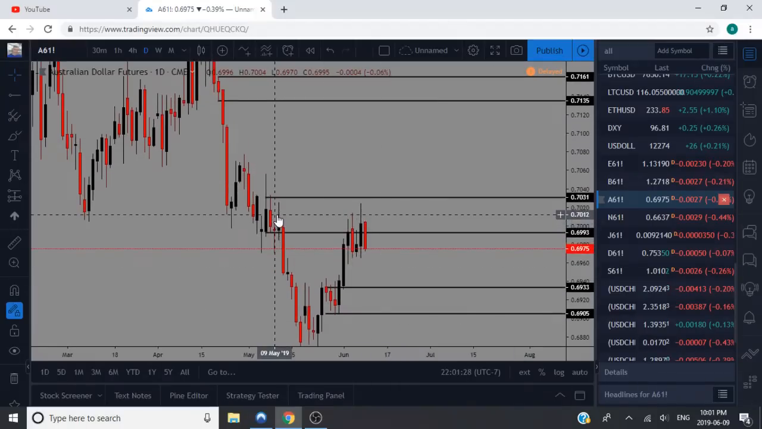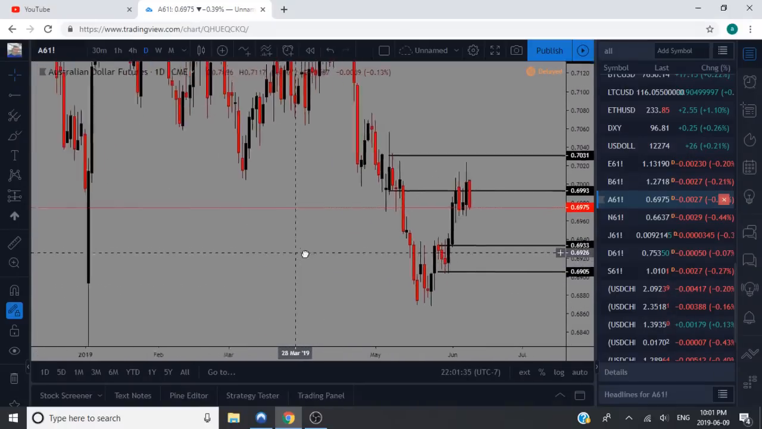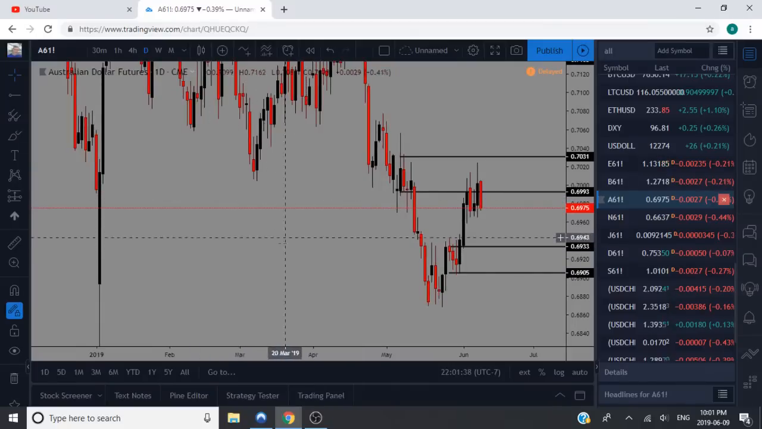Because look what we're coming into. We're coming to that weekly supply and that daily supply, right? Big drop down. Prices moved all the way down here. Price had to remove all the buy orders coming from down here to the left.